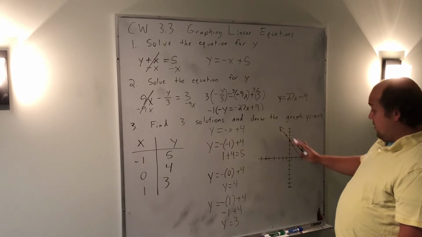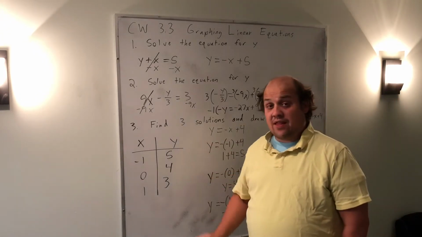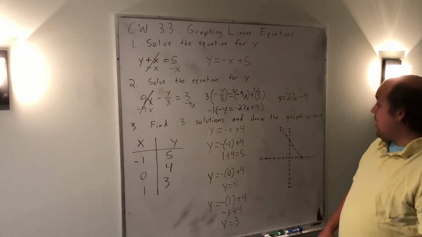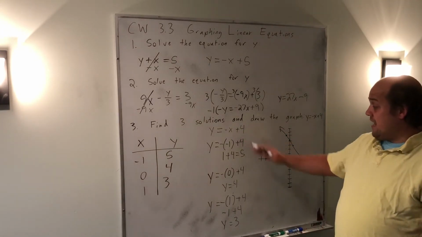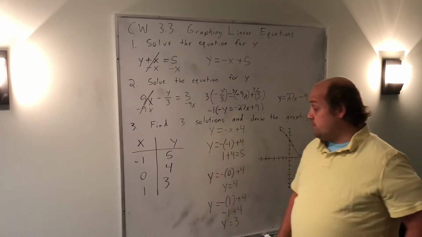I always say when I'm drawing these by hand, obviously it's very easy to make a mistake, not have everything line up exactly right. For the most part, this is the general form of the graph that you get from y equals -x plus 4, and we were able to get it by finding 3 points through substitution.